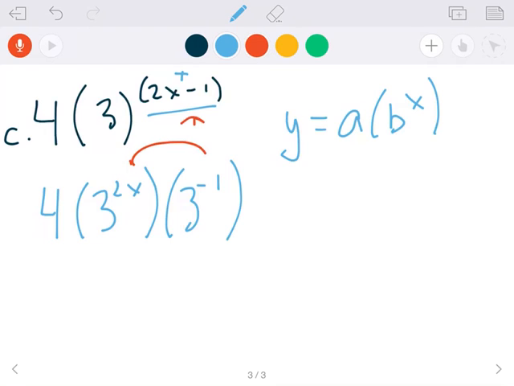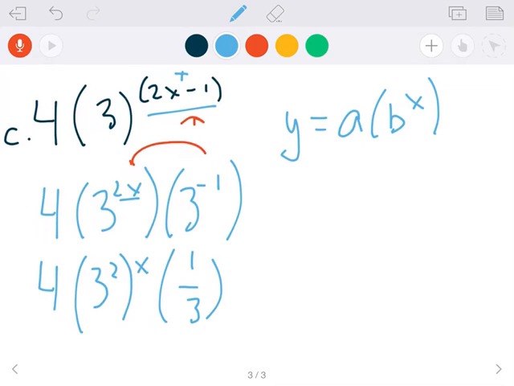Let's keep going. 3 to the negative 1, that's a third. 4 is going to stay there. Now we have 3 squared, and if we're multiplying 2 times x, we know 3 squared raised to a power of x is the same thing. And so if I keep simplifying this, we have 4 times 3 squared, which is 9, raised to the x power times 1/3.